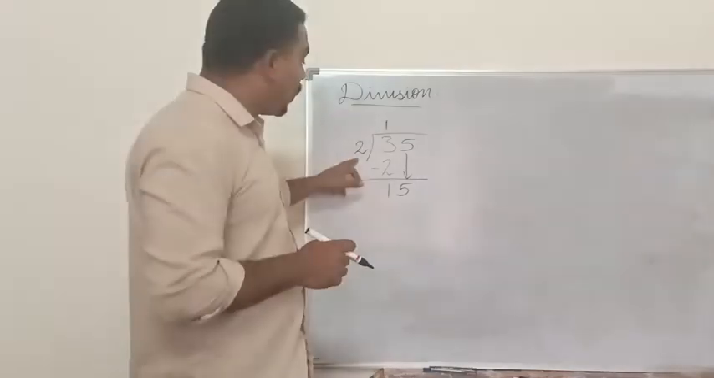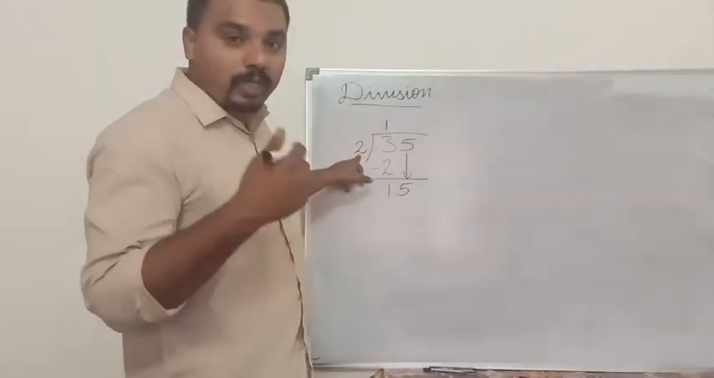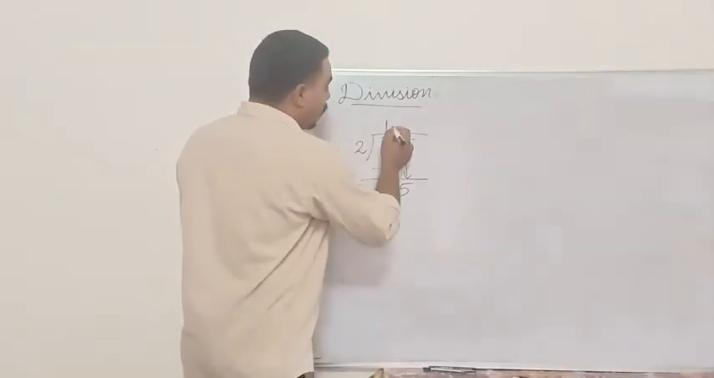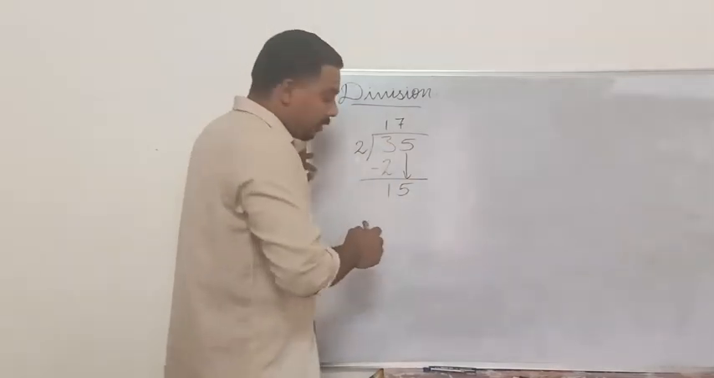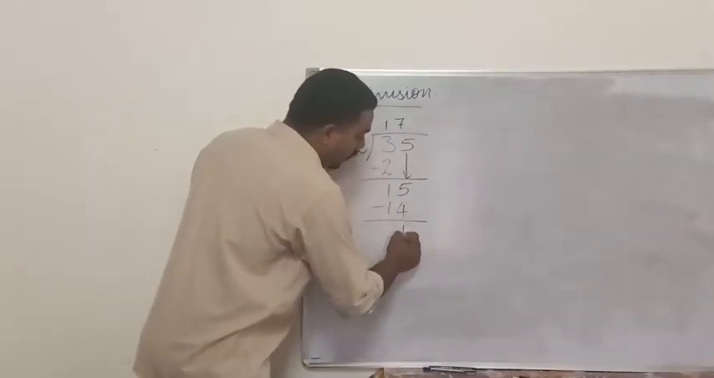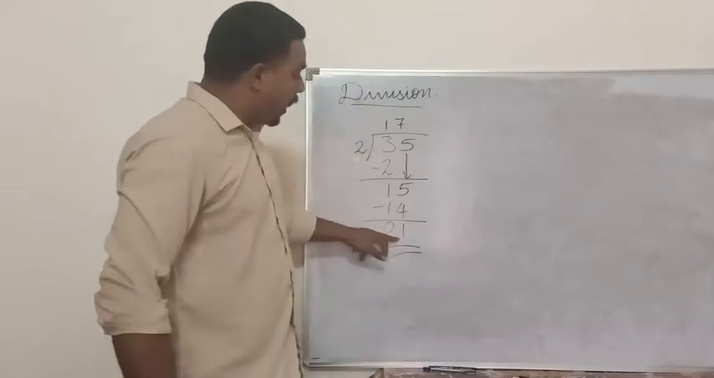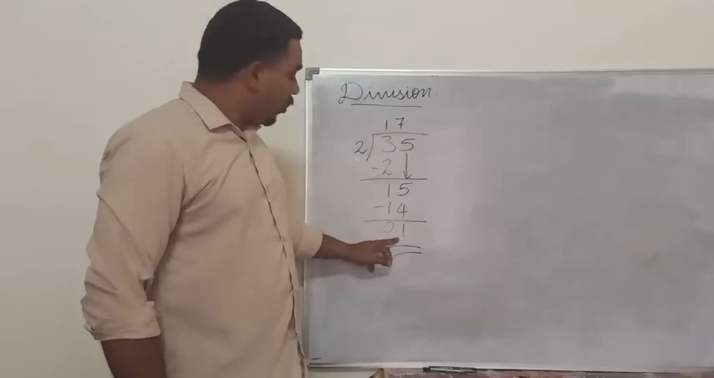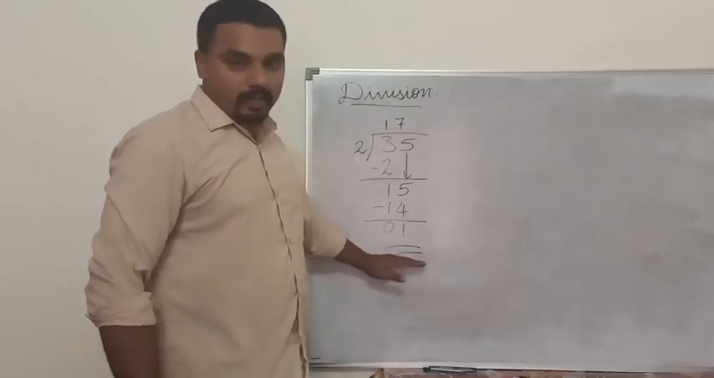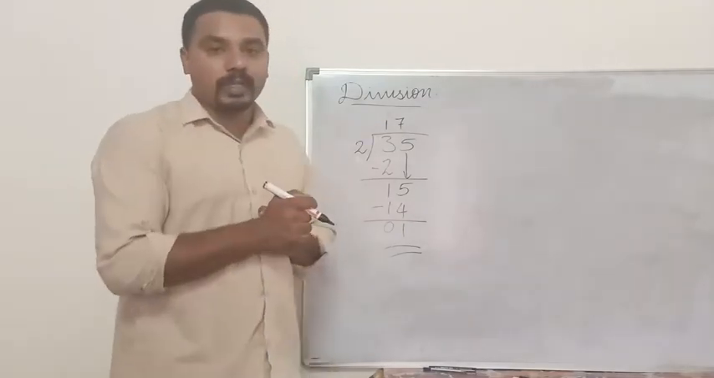Which number do we need to multiply by 2 to get 14? I mean, 2 times how much will give 14? 2 sevens are 14. 5 minus 4 is equal to 1. 1 minus 1 is equal to 0. So we will get 1 as a remainder. So the division is finished here. Understand? Now check what the terms are that we have to use in division.